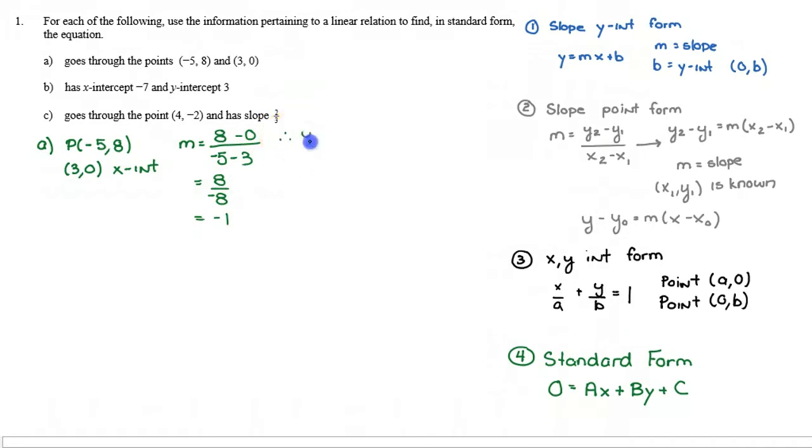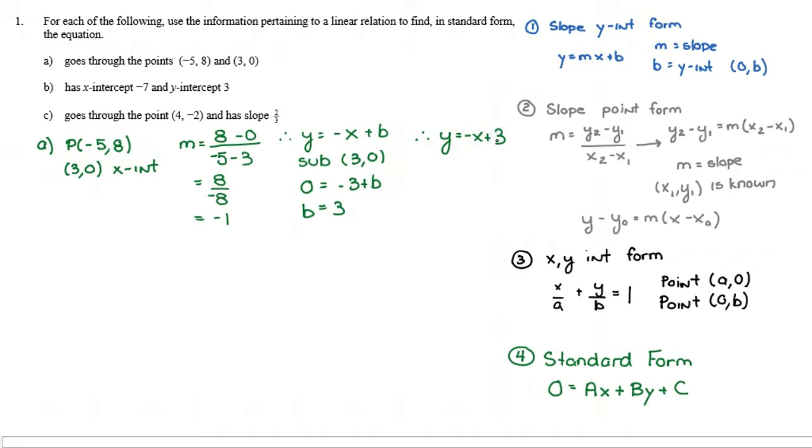So therefore we have y equals negative x plus b. And now just simply substitute in a point. So let's substitute in the point 3, 0 into this. So we get 0, which is the y, is equal to negative 3 plus b. So therefore b is equal to 3. So the equation of our line is y equals negative x plus 3.